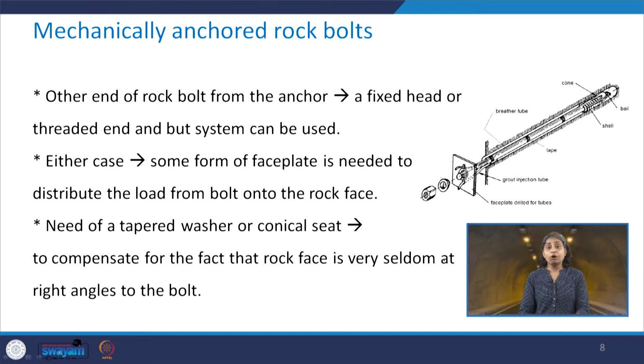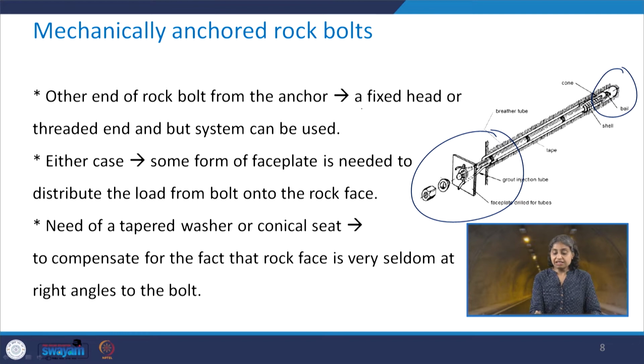Now, the other end of the rock bolt from the anchor: this one is the end which is being anchored, and the other end is this one. There is a fixed head or threaded end and butt system which is used. You can see here there is a face plate which is drilled for the tube. I will come to what these two tubes are. And then there is a nut and washer assembly through which the bolt is tightened with the help of this face plate.